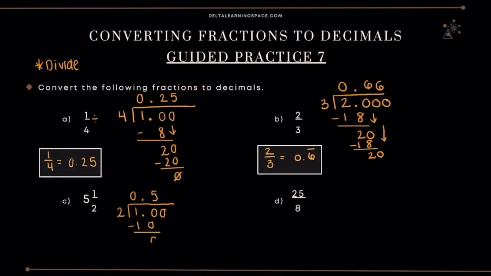I will have nothing left over, meaning I can stop dividing, and then I can add in my whole number, put my decimal point, and then add the decimal that I just calculated. So 5 1/2 as a decimal will be 5.5.